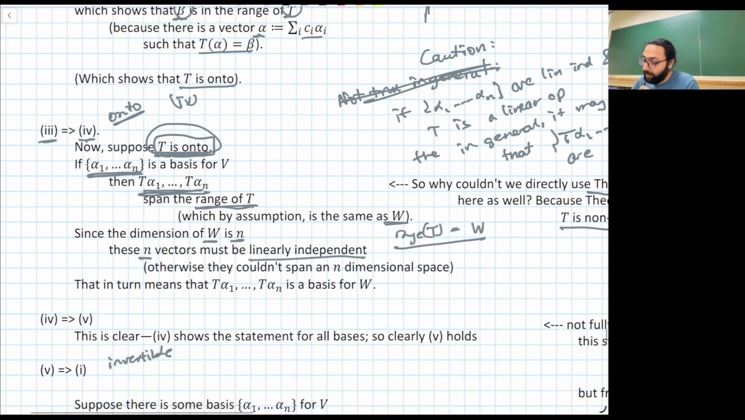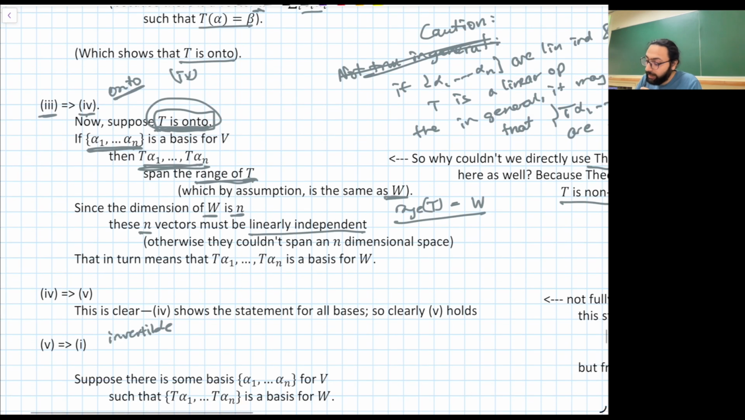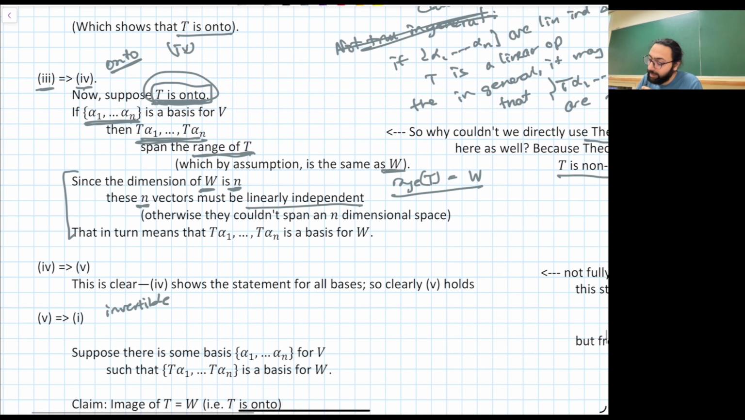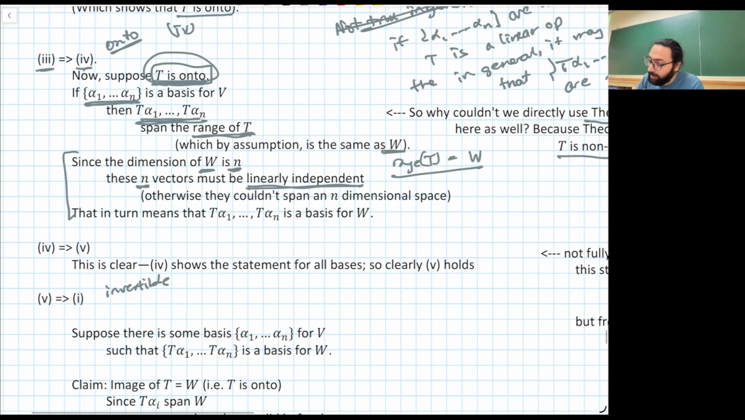Yeah, and that by assumption is the same as the space W, because that's what it means to be onto, that the range is exactly the same as W. Now comes the rest of the argument. Since the range has dimension little n, these little n vectors must be linearly independent. Otherwise the dimension would be lower and they couldn't possibly span the set, right? Is that okay? So that in turn means that these are bases for W.